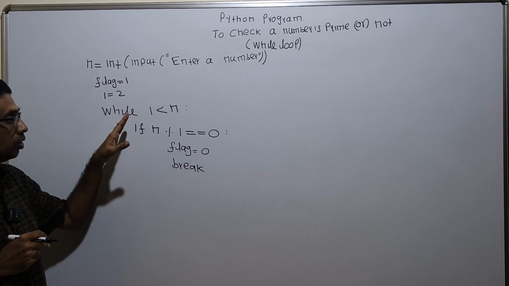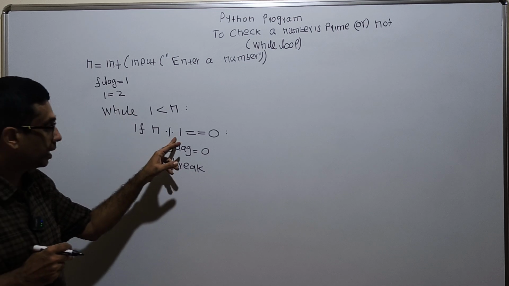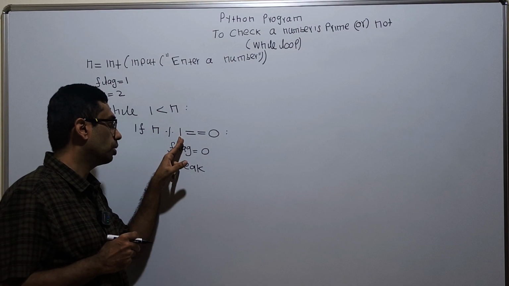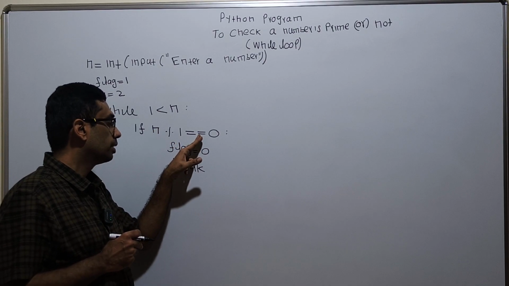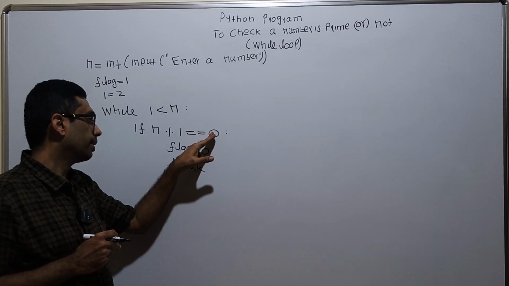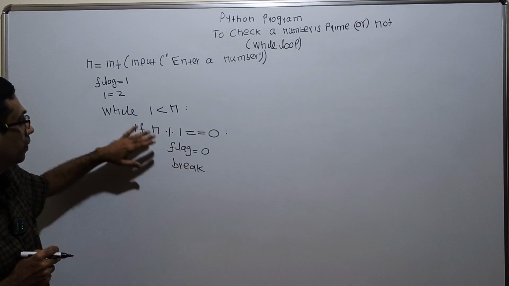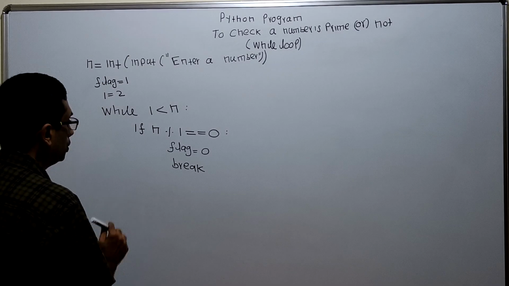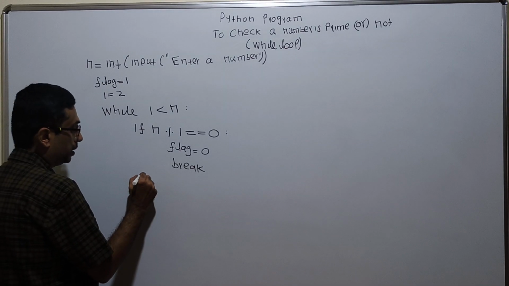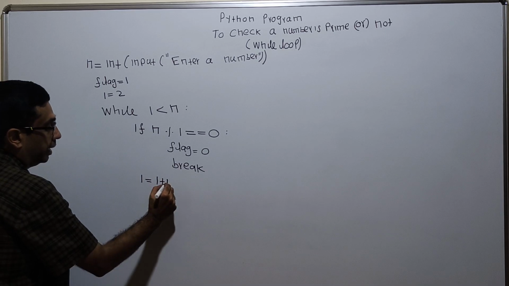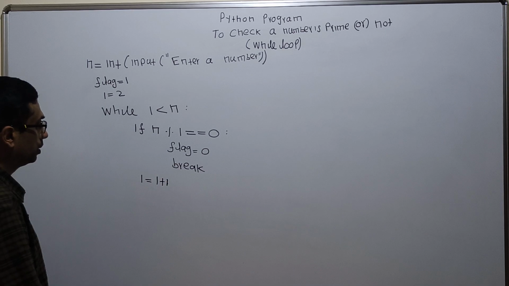Otherwise, from 2 to n minus 1, this condition is false. When you divide the number n by values from 2 to n minus 1, the remainder is not 0. That means the condition never becomes true, this body will not get executed, and the flag will have the value 1. So after the if statement, I am increasing i by 1: i equal to i plus 1. The loop variable will get incremented by 1.